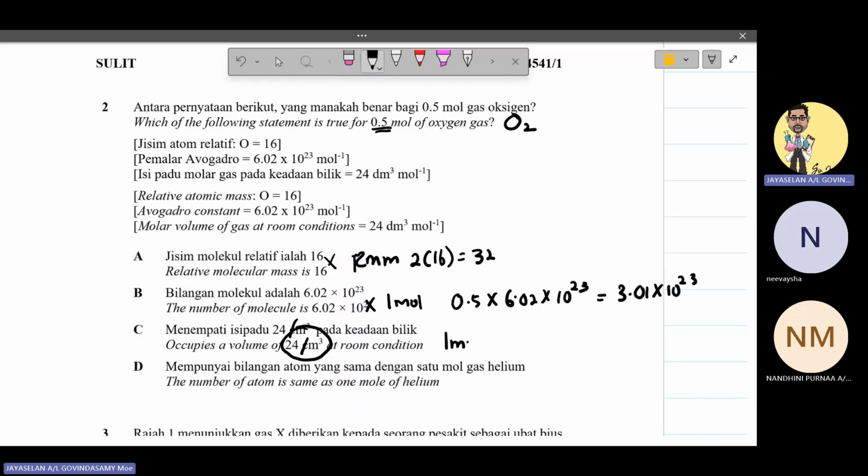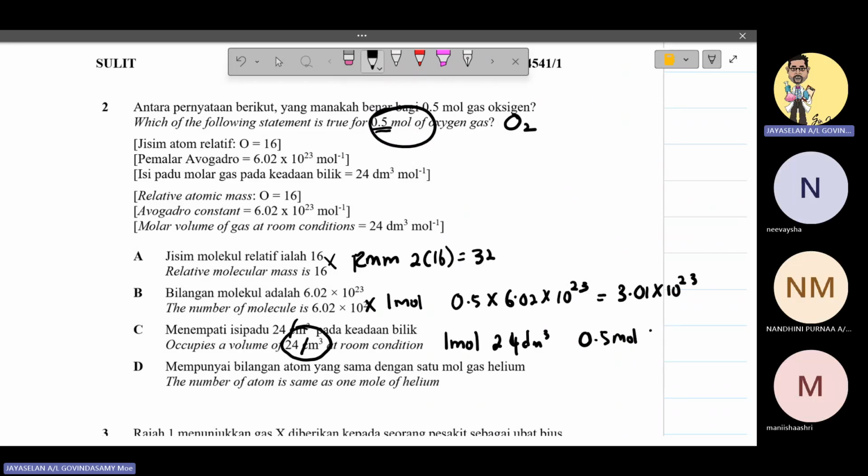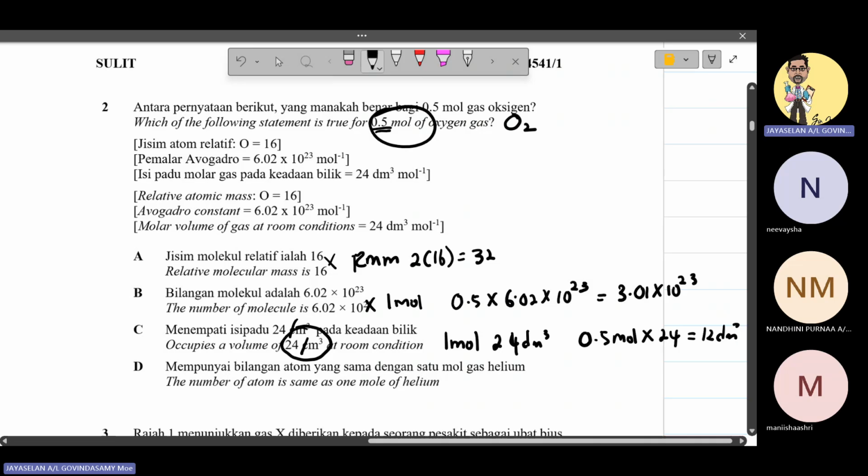Okay, 1 mole of any gas occupies 24 dm power 3. Here they didn't put 1 mole, here they put 0.5 mole. So 0.5 mole times 24, it will be half, which is 12 dm power 3 only. So this one also wrong.